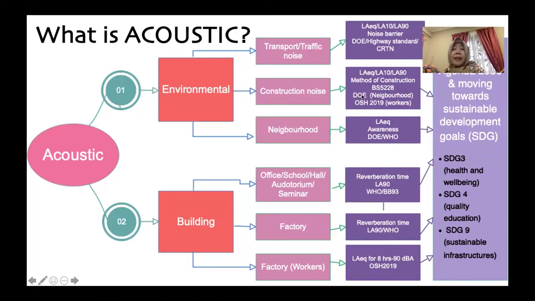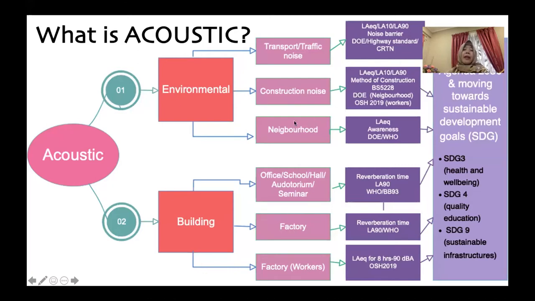So we have two different standards here, DOE and OSH. If we are concerned with the workers, we don't need to refer to DOE. Instead, we refer to the OSH. But if we are concerned that our construction site will affect the neighborhood, therefore we need to refer to the Department of Environment. So therefore, the standard that we refer to must be based on the problem that we face.